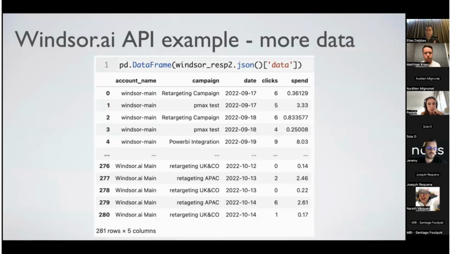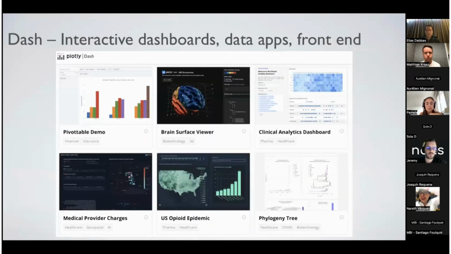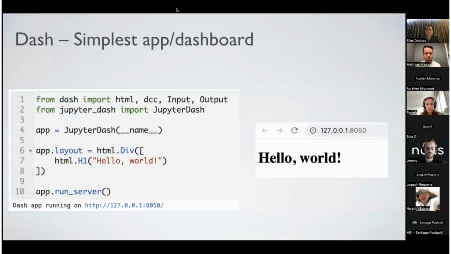Now we're done with getting the data, and we are ready to make it interactive, visualize it, and try to understand it. Once this data is received in the format that we want, we're going to create this dashboard, and we're going to be using Dash, which is a framework for creating interactive dashboards, data apps, data visualization, and all kinds of front-end development. You can do any kind of front-end development with it. So this is a very basic application, the simplest application you can do.